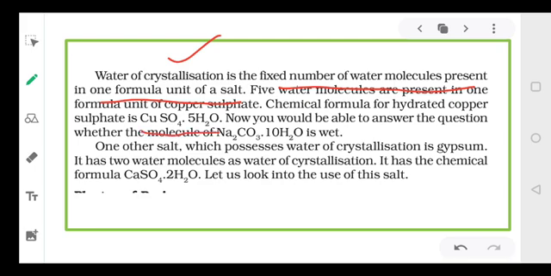So copper sulfate has 5 molecules of water. Washing soda has 10 molecules of water. Other than this, there is another salt which is called gypsum. The gypsum formula is CaSO4.2H2O. So this also has 2 molecules of water.